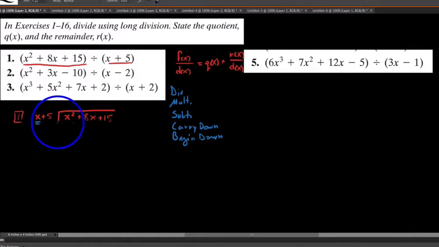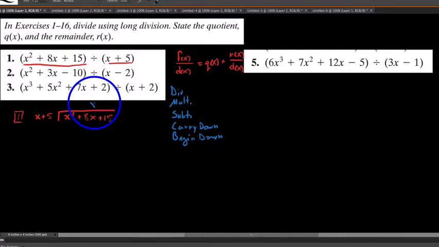Basically, I want to know how many times does x plus 5 go into this? Well, we'll start with our first terms here. We'll ask how many times does x go into x squared. Now remember, we can answer this question just by saying what can I take times this leading term to get this leading term. In this case, I can think of only one thing, times x to get x squared, and that's x.